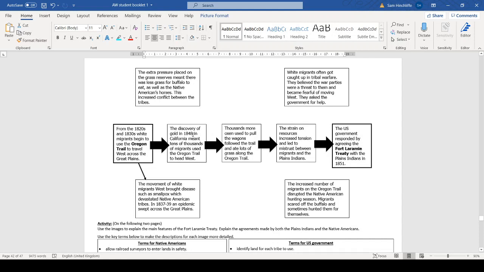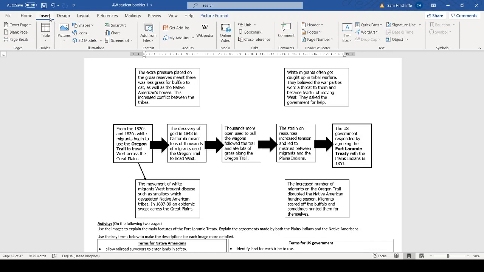This one here, discovery of gold. We've talked about this a lot. But the California gold rush meant that tens of thousands of migrants used the Oregon Trail to head west. So what you want to think here is, right, which box does this link to? Well, this one here, look. The increased number of migrants disrupted the Native American hunting season. So you then want to have an arrow going from that box down to that one here. So the buffalo started to get scared off, and obviously that had a huge impact upon the Native Americans' ability to hunt. So you just get yourself a little arrow and put it towards this one over here.